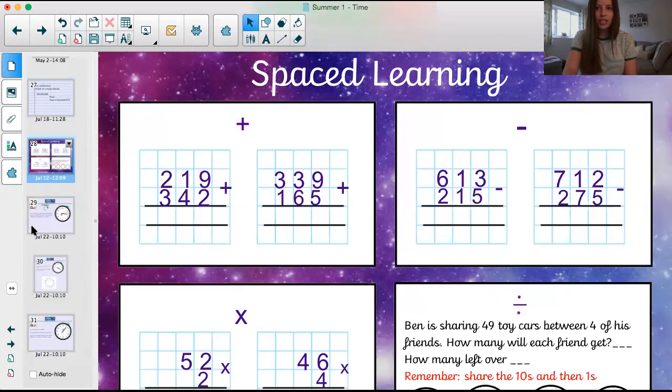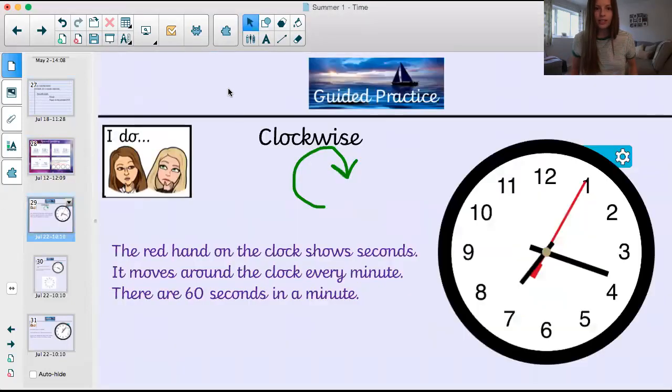Okay, on to today's learning. So, we are looking at telling the time. Now, you might have heard the word clockwise. This just means turn it the same way that the hands go around the clock. So, if somebody said twist your bottle lid clockwise, if you look at the hands on the clock, it would mean going round to the right.